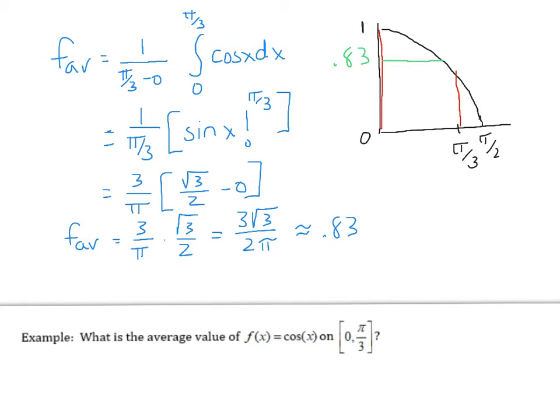As we expected, the value falls somewhere between 1 and 1/2, and it actually falls at 0.83. So there's some value between 0 and pi over 3. I don't know what that value is, and I don't really care because no one asked. But somewhere the curve takes on the height of 0.83, and that is the average value for the cosine curve on that interval.